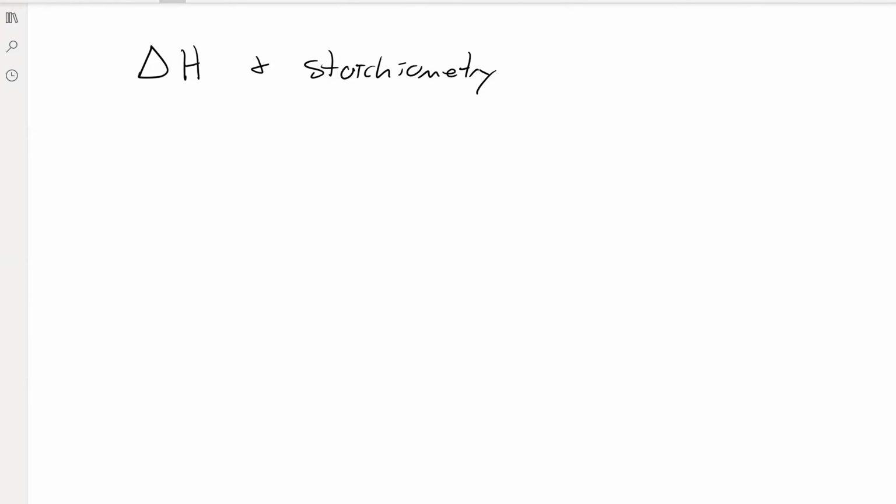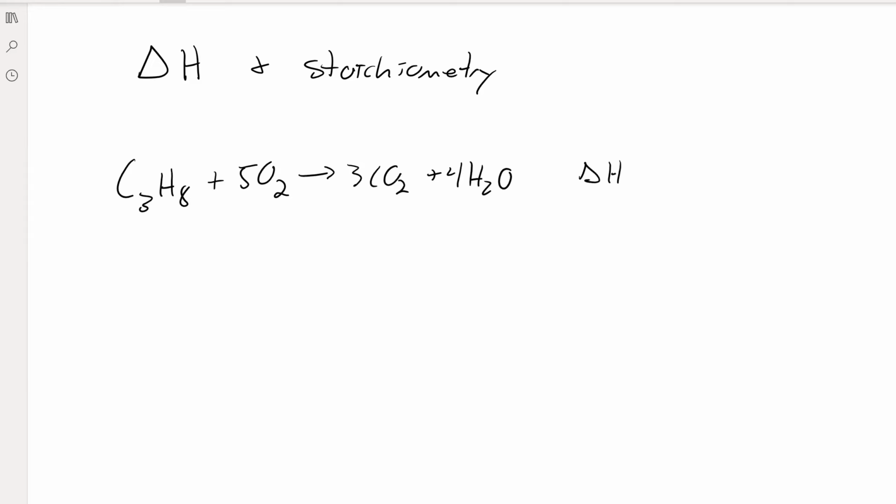Right, let's talk about enthalpy and stoichiometry. So we're going to use our example previously. We're going to burn our propane, C3H8 plus 5O2 goes to 3CO2 plus 4H2O. And the delta H here is equal to negative 2044 kilojoules. And so this value here, this negative 2044 kilojoules, it's per mole of reaction.